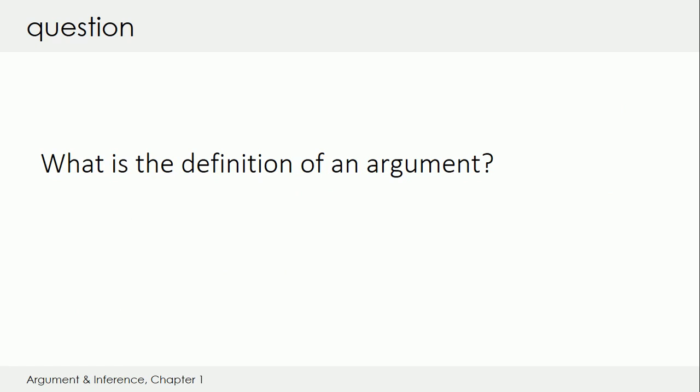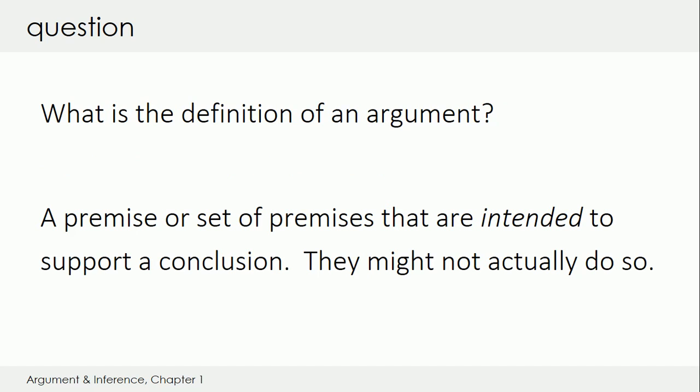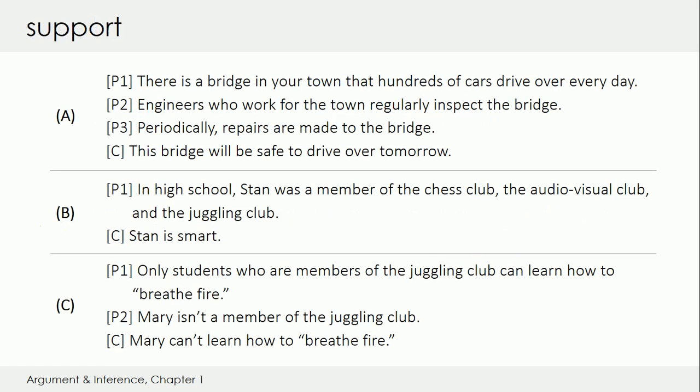All right. What's the definition of an argument? A premise or set of premises are intended to support a conclusion. They might not actually do so. Hurley is more strict on this. He says we shouldn't psychologize. So sometimes it's hard to determine the intentions.